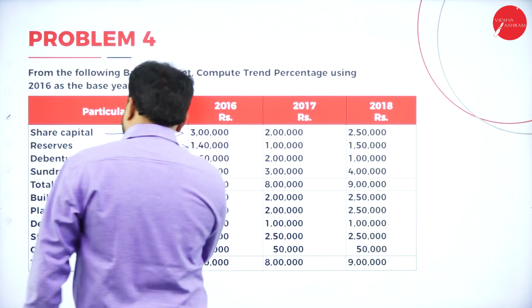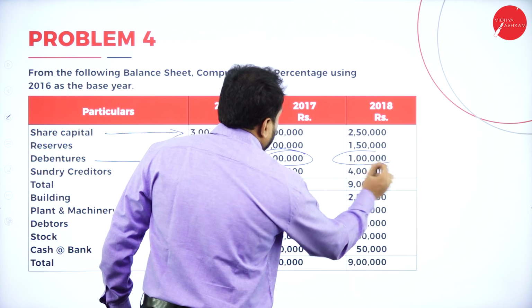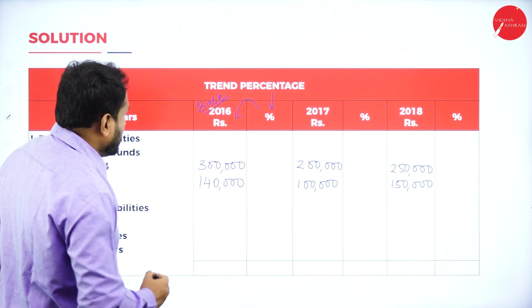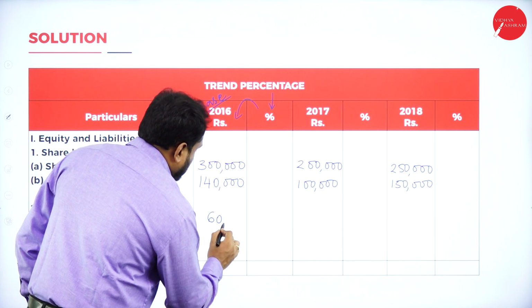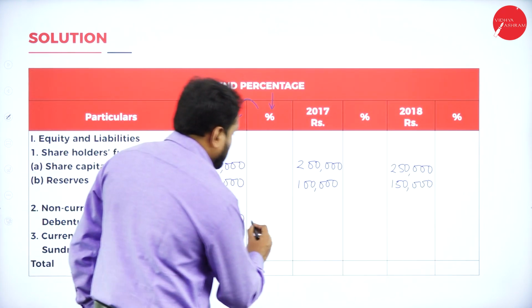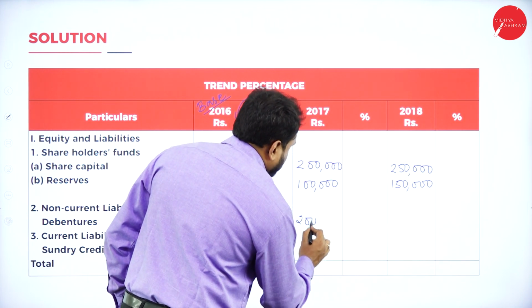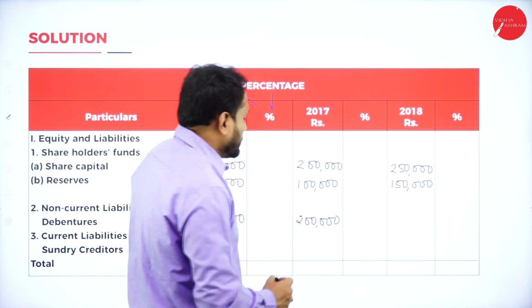Now debentures, how much is the debentures here? 60, then 2 lakh and then 1 lakh. Go with the same thing here. That is 60, debentures is here. 60, then we have 2 lakh. We'll write here 2 lakh. And the last one here is 1 lakh. So we'll go with 1 lakh.